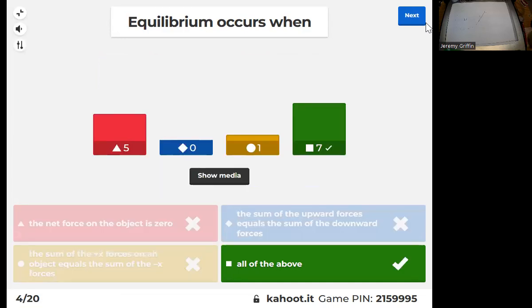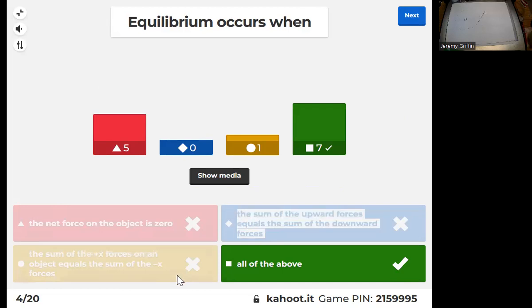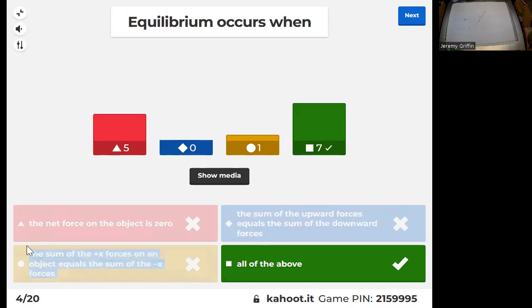And probably should double the time on that one. Those are all true statements. So the net force on the object is 0, true. And the blue and the yellow are just saying in the horizontal and vertical directions, that's true along those components, along those axes, right? You could go 3 dimensions on the z-axis, that's also true.